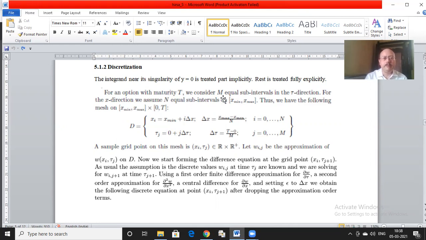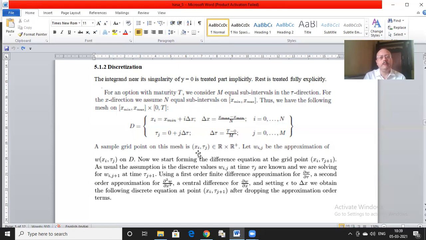So for an option with maturity capital T, we consider M equal subintervals in the tau direction, in the time direction. So this is the standard thing that we do. For the X direction, which is log stock price, N subintervals between X minimum and X maximum. So now there is a choice of X minimum and X maximum that will be involved. But we have been doing that before also. So we have this mesh or this rectangular grid here on capital D, which starts at X minimum to X maximum cross 0 to capital T. The steps are of size delta X and delta tau. So there are n plus 1 steps in the log stock price direction and n plus 1 steps in the time direction. So that's our grid.